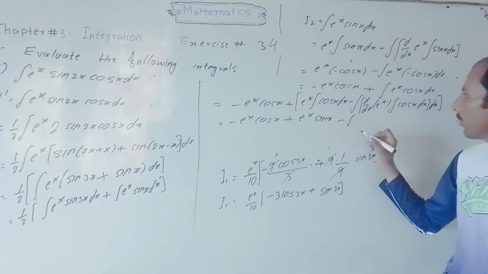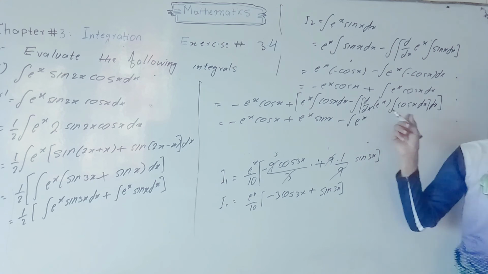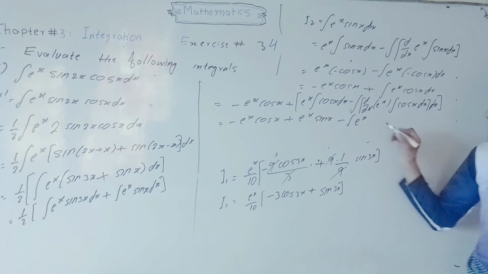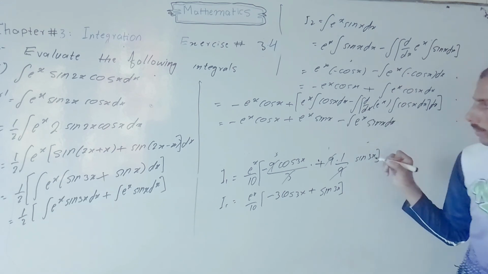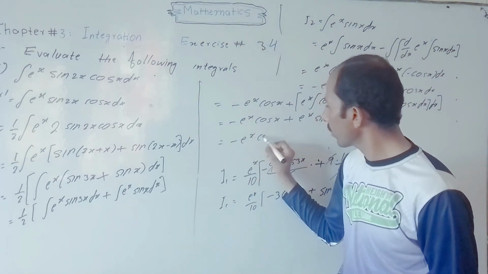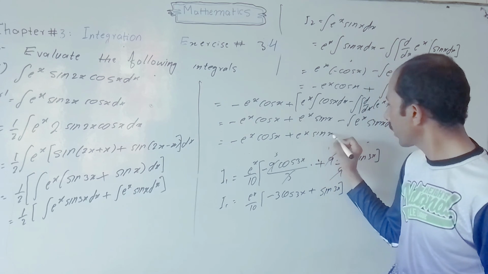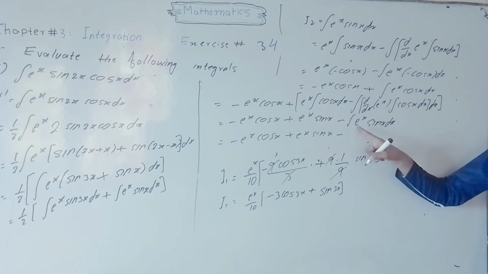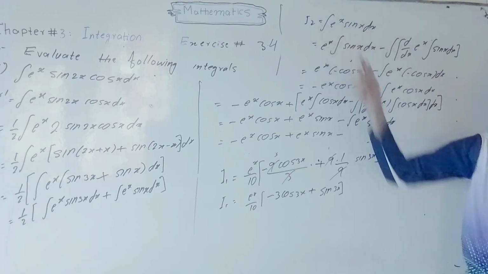minus the integration of the derivative of e power x with respect to x, which is e power x, times the integration of cos x, which is sin x, dx. So this is equal to minus e power x cos x plus e power x sin x, minus the integral of e power x sin x dx, which is equal to I2.